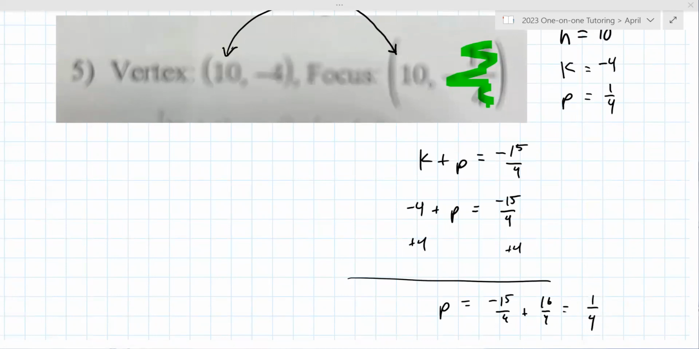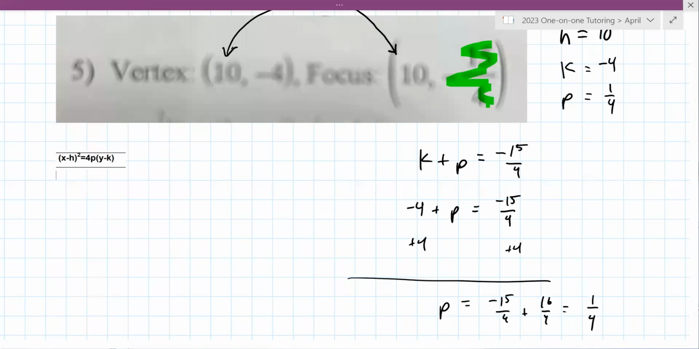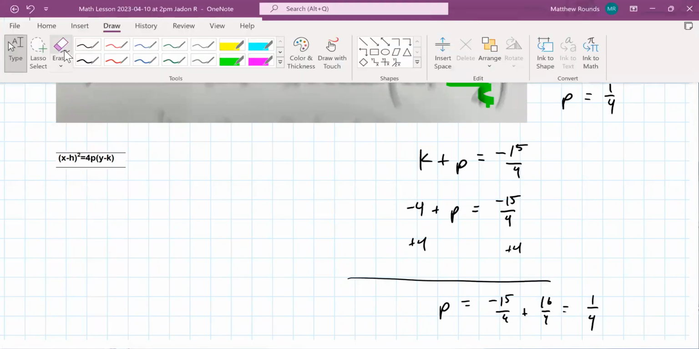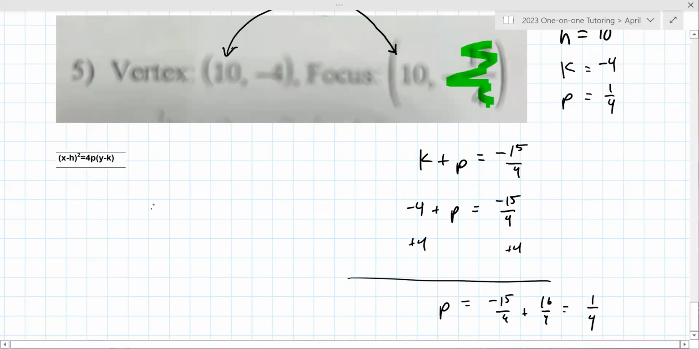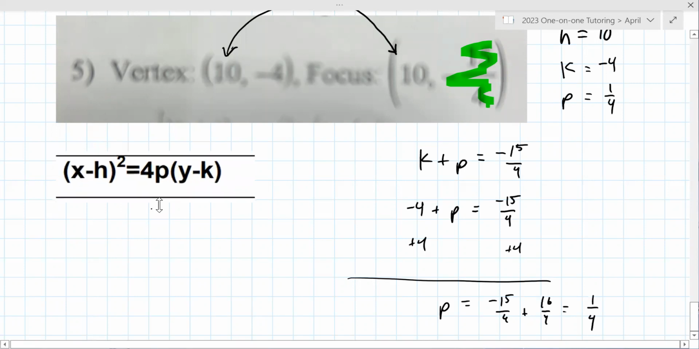So you are essentially done here. You have to substitute those values into that equation. I'll do that now so you can see that. All right, so your H value is 10. So you're at x minus 10 squared, 4 times 1/4, y minus a minus 4. I'm just substituting that H, K, and P into this equation here.